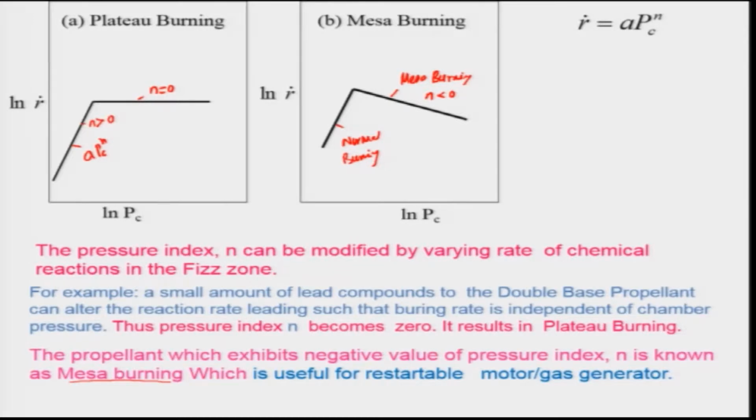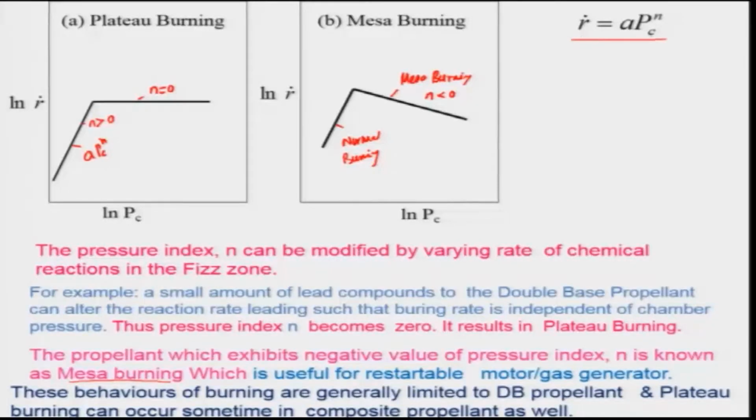What will happen is that when the pressure decreases, the lower pressure you have to operate at, the burning rate is very high. So, it will not really lead to any instabilities or extinction of the combustion. So, therefore, it is very useful for that, and keep in mind that this plateau burning and mesa burning are found mostly in the double base propellant, but in some composite propellants you can also find the plateau burning.